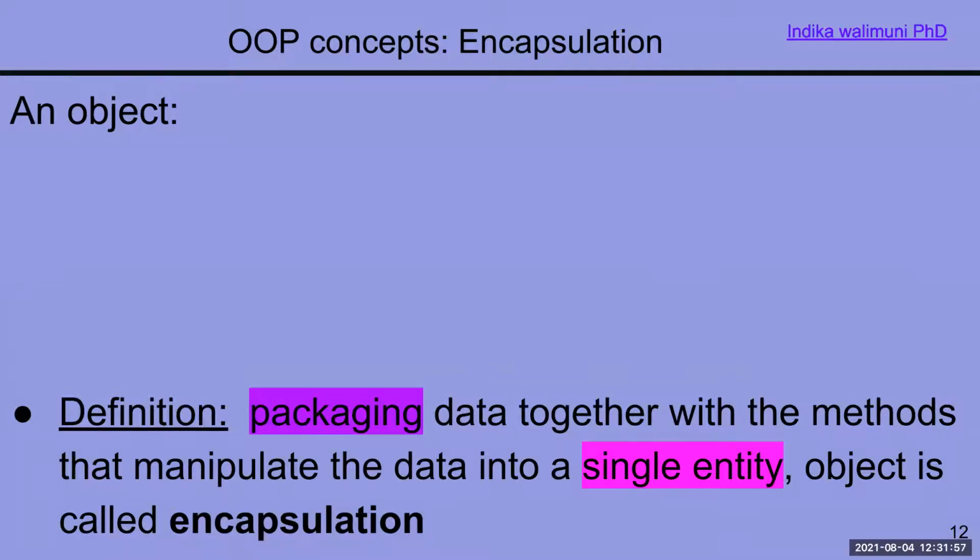Packaging in this way both data and functionality together is called encapsulation. So packaging data together with methods that manipulate that data into a single entity, that entity is the object, and that concept is called encapsulation. Encapsulation means you confine a few things together. Here the things are data and methods, and that whole thing represents the object. So the object acts like a capsule.